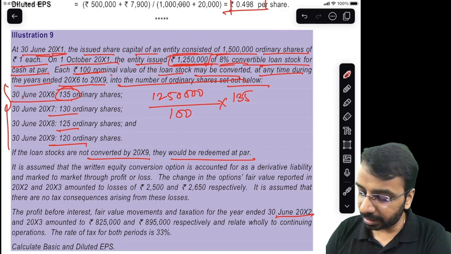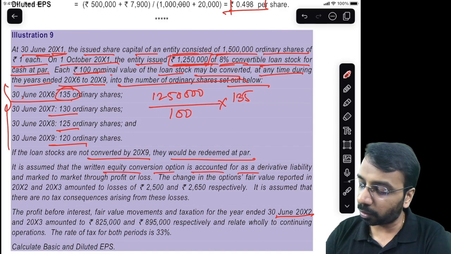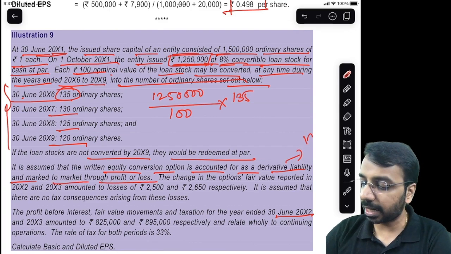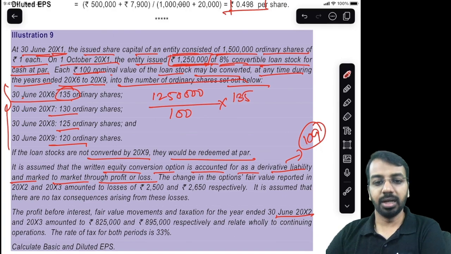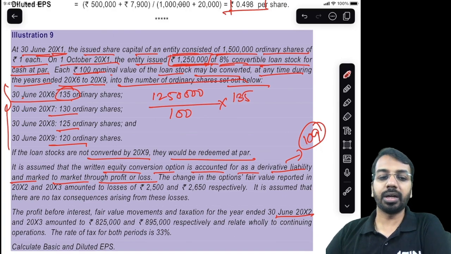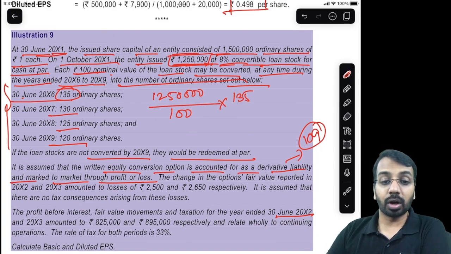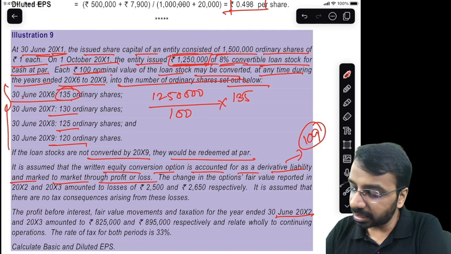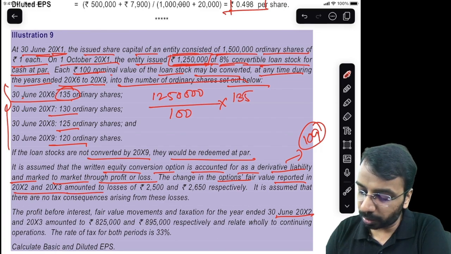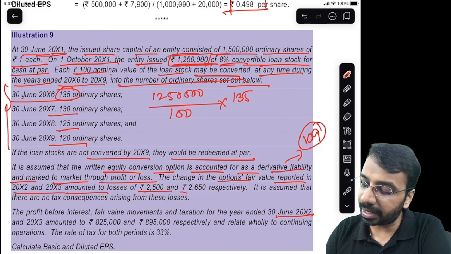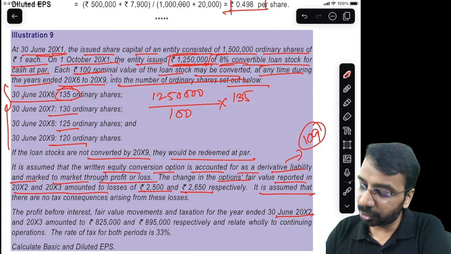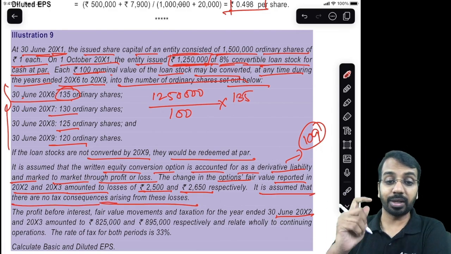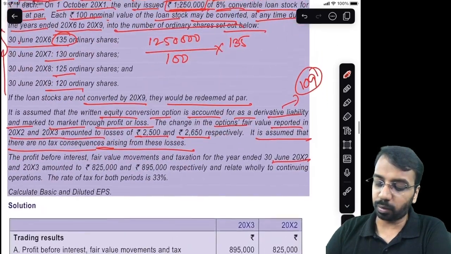It is assumed that the equity conversion option is accounted for as a derivative liability and marked to market through P&L. Now this you will understand as a part of Ind AS 109 financial instruments. So they have considered it to be a derivative liability, and whatever is the gain or loss on the fair value, that is taken through P&L. The change in the option fair value reported in year 2 and year 3 amounted to losses of 2,500 and 2,650. It is assumed that there are no tax consequences arising from these losses. So there are MTM losses, you will not get any tax benefit out of it.